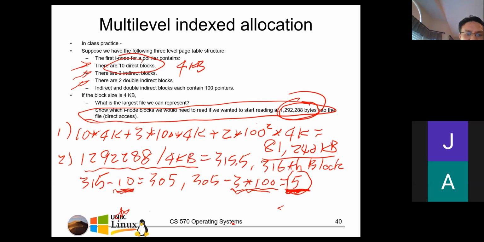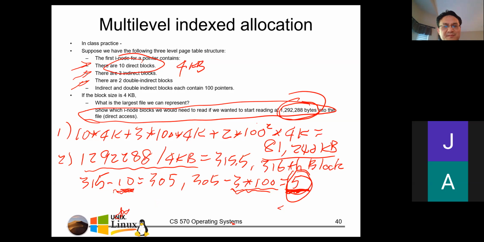Oops, my pen is acting up again. But nonetheless, this 5 belongs to the first double indirect, right? Any question about this? Everybody understanding what I'm talking about?